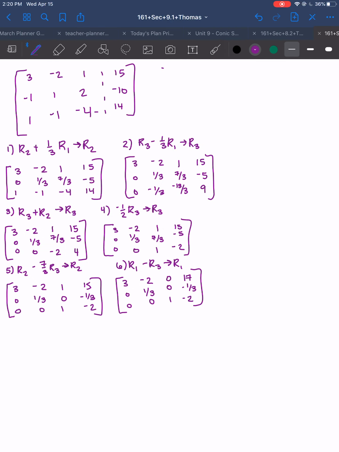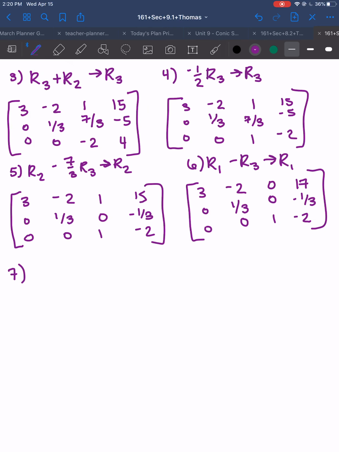And now I'm going to get that 1/3 to become a 0. So I'm going to take 3 times R2 and put it in R2. So 3, negative 2, 0, 17 stays the same. 0, 1, 0, negative 1. And then 0, 0, 1, negative 2.